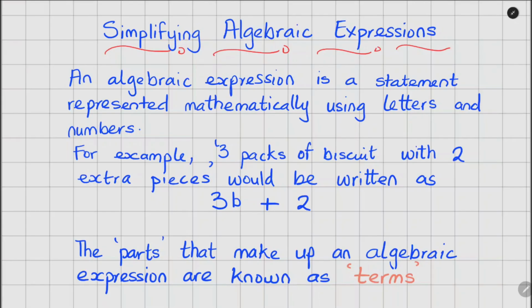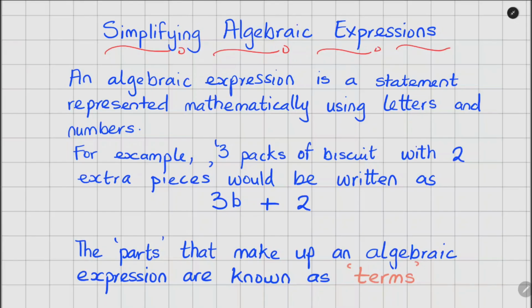So instead of just saying the words, we bring them down mathematically by expressing them in terms of a mixture of numbers and letters. For example, if I had 3 packs of biscuits with 2 extra pieces, to express this mathematically, I would say 3b plus 2. 3b being the 3 full packs of the biscuit and the plus 2 representing the additional 2 extra pieces.